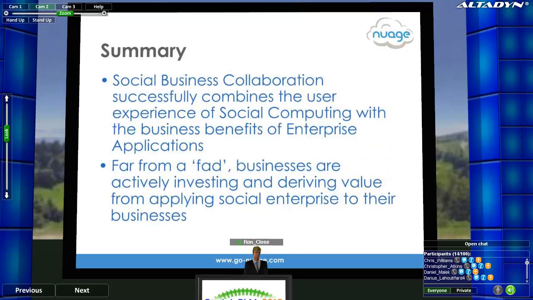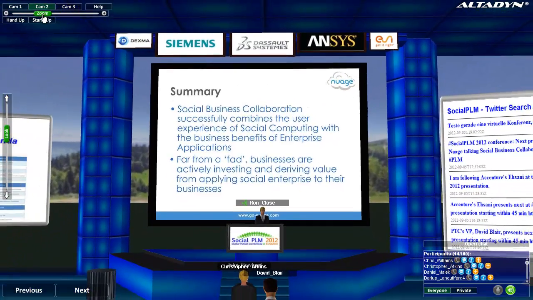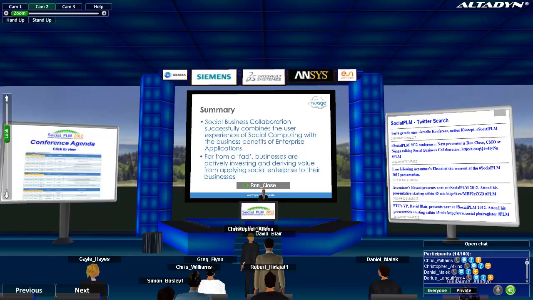Let's go on to the last one here. So the summary is what part of the presentation I wanted to share with you. First of all, introducing the term social business collaboration, as combining the user experience of social computing with the benefits of enterprise applications, obviously product lifecycle management, and many things that take place within product lifecycle management, such as document collaboration, the workflow process, and others, we feel are absolutely perfect solutions for this area, especially for the non-discrete industries, for CPG, for medical, and other industries of that nature.